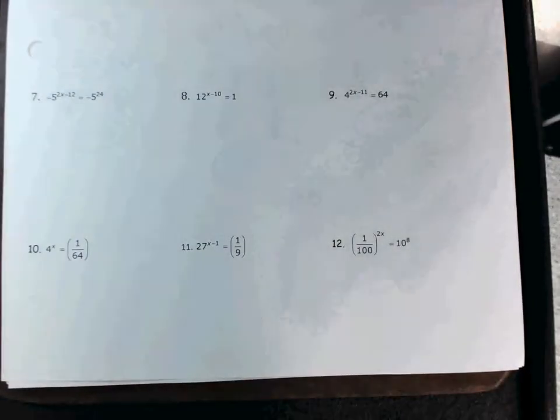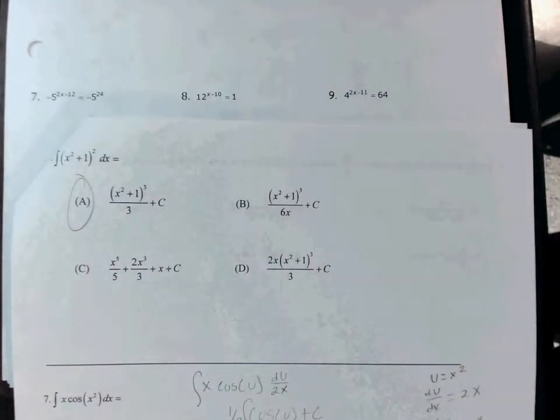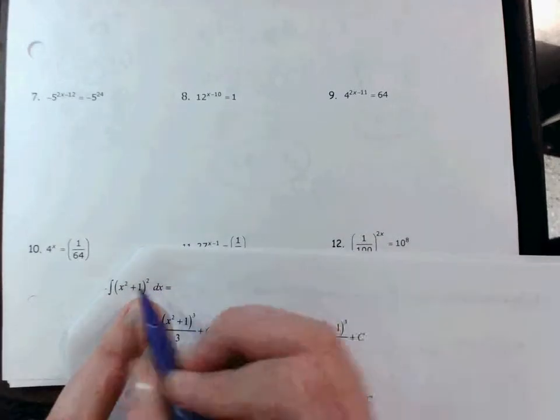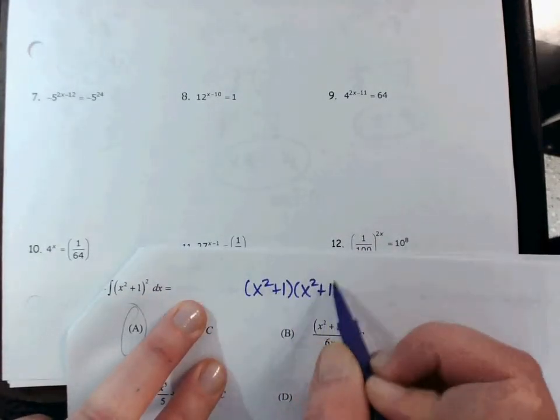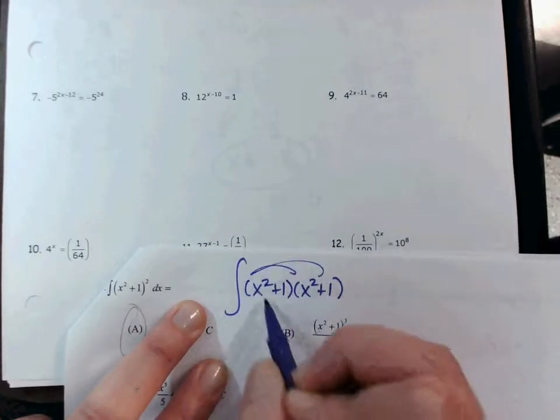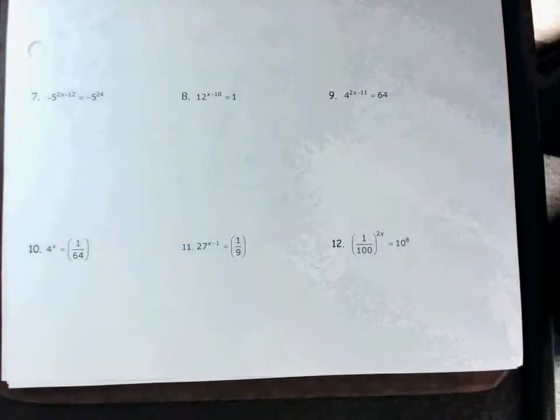Which one? Oh, okay. All you have to do here is, if it's squared, I would just write it twice, and then just double distribute. And then it'll just be a normal power rule, and you can just do the integral as usual. Okay?